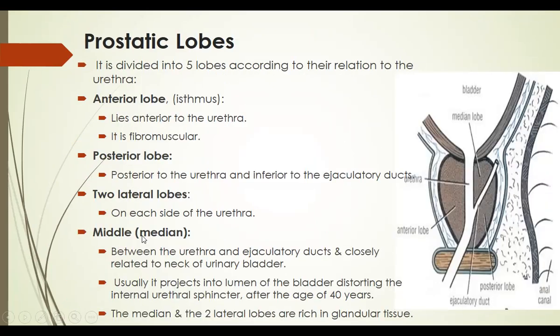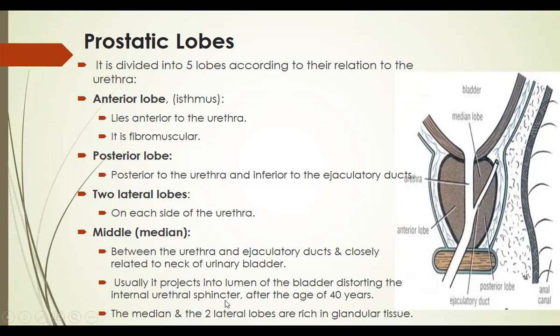Then the median lobe, or the middle lobe, lies between the urethra and the ejaculatory duct, and is very closely related to the urinary bladder. So whenever it is enlarged, it compresses not only the urethra but also the bladder. Usually it projects into the lumen of the bladder, destroying the internal urethral sphincter after the age of 40 years. Here is the internal urethral sphincter. So this enlarges and sometimes destroys the functioning of the internal urethral sphincter.